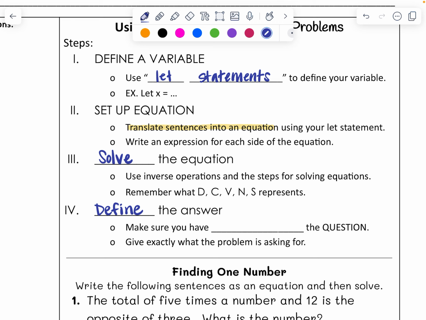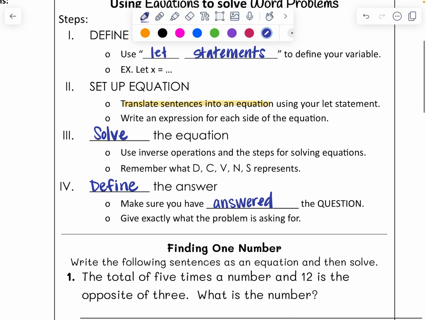So make sure you have answered the question. For example, if you solve the problem and you answer with x equals something, that might not have answered the question. I don't just want to know what x equals, I want to know the answer to the question. Give exactly what the problem is asking for.